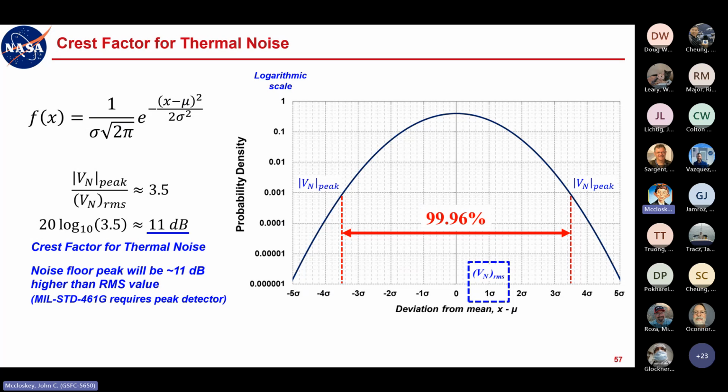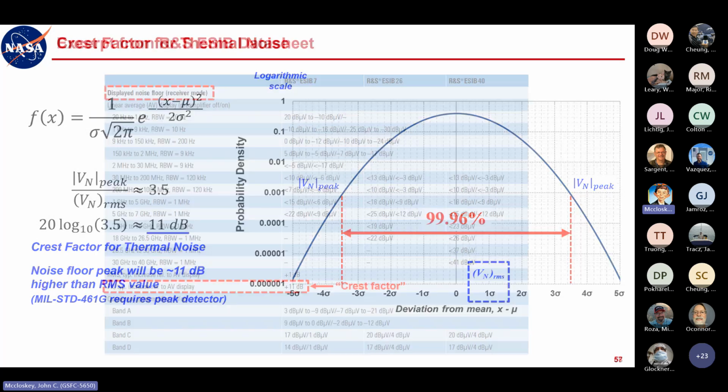And you need to take that into account when you're looking at the noise floor, and when you're defining a notch limit, right? Because you should be measuring that with a peak detector. That's going to raise the noise floor by 11 dB compared to what you would be using if you only looked at the RMS values of your noise, like if you're looking at the spec sheet. And we'll look at some examples of that here.